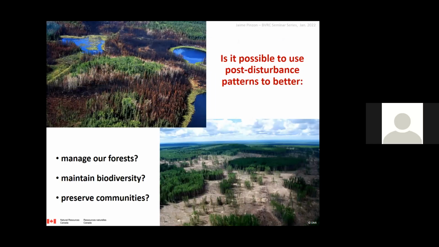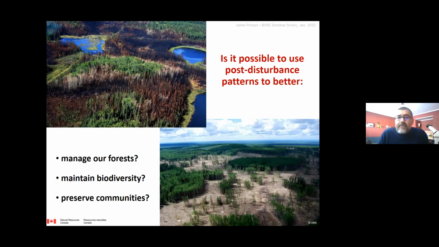So one of the big questions we have in the context of forest management is if it's possible to use those post-disturbance patterns to manage the forest, right? And by talking about management, it's more in the context of, can we use those patterns to maintain biodiversity and preserve natural communities on those landscapes, allowing those landscapes to recover better and maybe faster following a disturbance.